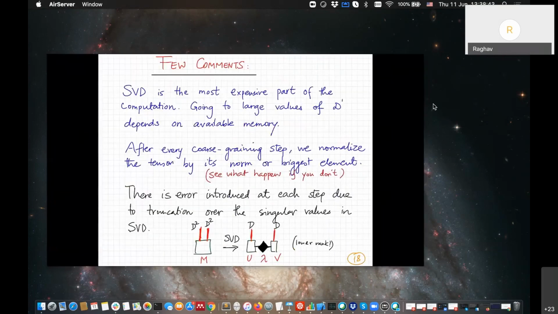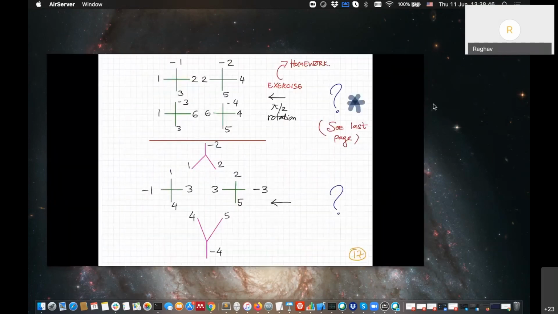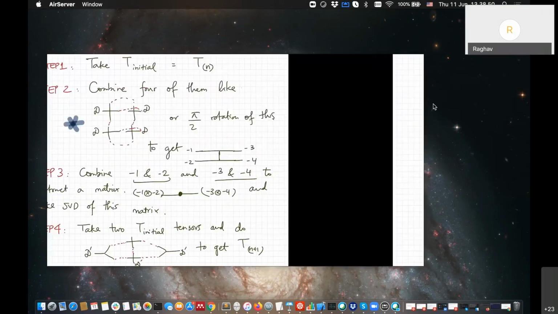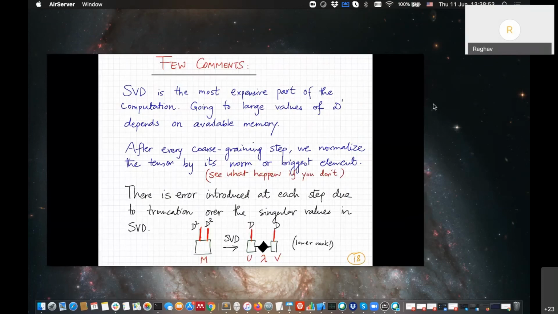Let me make a few comments, and then we'll go to the coding part where you'll explicitly see how I'm going to code this up. Singular value decomposition is the most expensive part of the computation we are going to do. Of any tensor network calculation, SVD is the most expensive part. SVD takes the maximum amount of time of a calculation, and it is not very easy to parallelize or make SVD more efficient, at least as far as I know. There are some different methods which can speed it up a little, but still that is the bulk of the calculation.